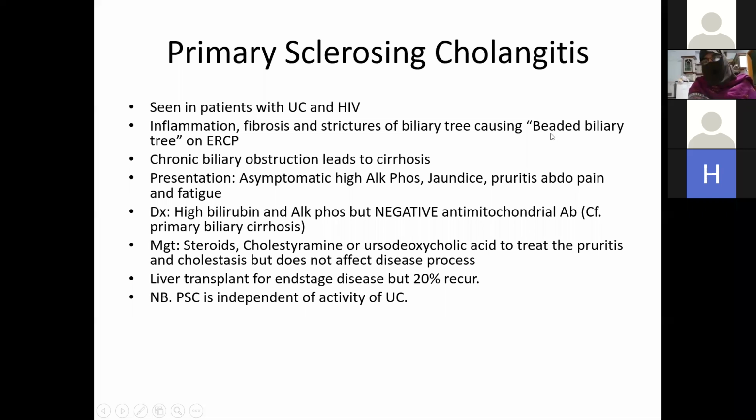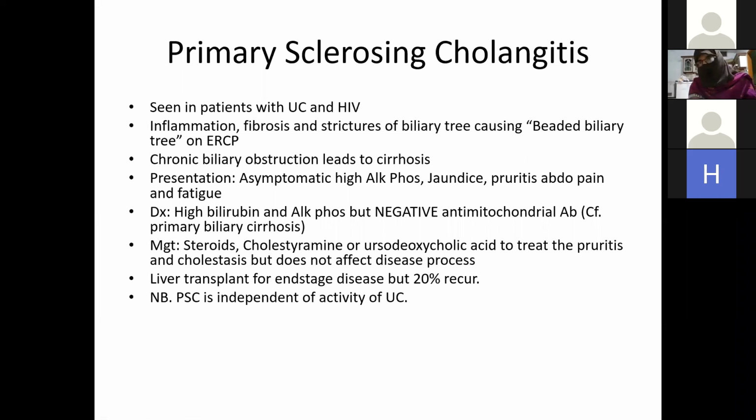They give a very characteristic scenario that there is a patient of 30 years of age and ERCP is done, and on ERCP there is a beaded biliary tree. अगर कहीं पे beaded biliary tree का आपको clue दे दिया है, the diagnosis is primary sclerosing cholangitis.